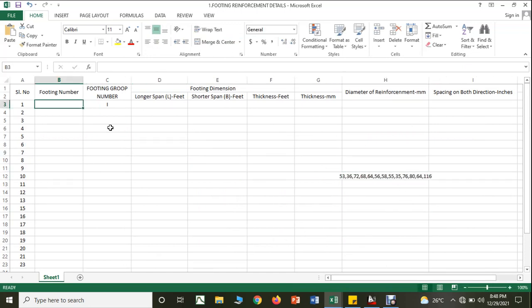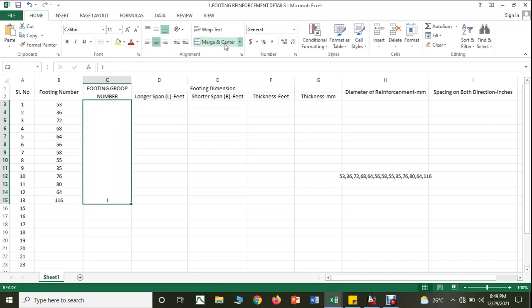Now what are the footing numbers that come under this group? 53, 36, 72, 68, 64, 56, 58, 55, 35, 76, 80, 64, 116. Right, that means 13 numbers. Okay, the 13 numbers, they come under the first set.